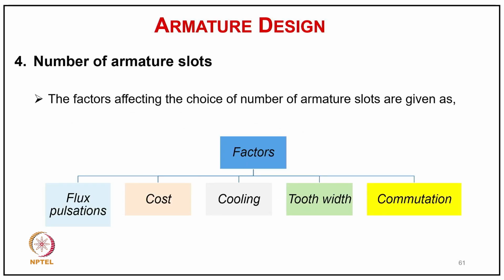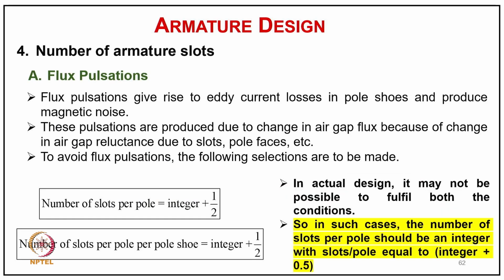Now coming to armatures, number of armature slots. The factors affecting the choice of number of armature slots are given here: flux pulsation, cost, cooling, tooth width, and commutation. Coming first to flux pulsation, it gives rise to eddy current losses in the pole shoe and produces magnetic noise. These pulsations are produced due to the change in air gap flux, because of the change in air gap reluctance due to slot and pole face, etc.